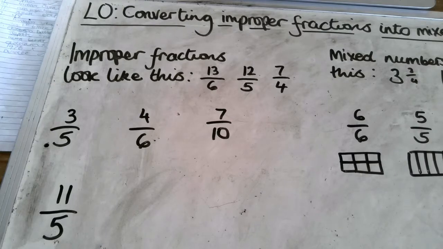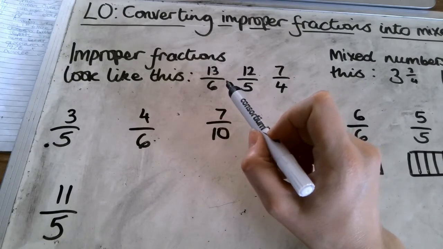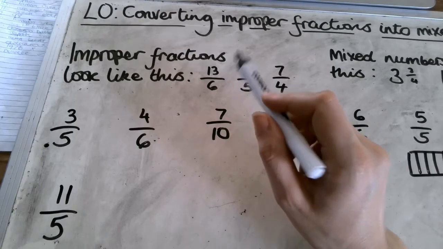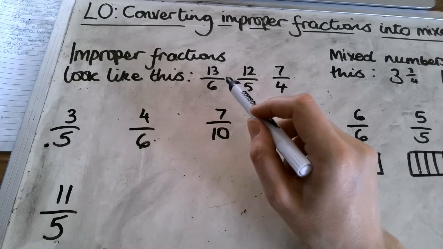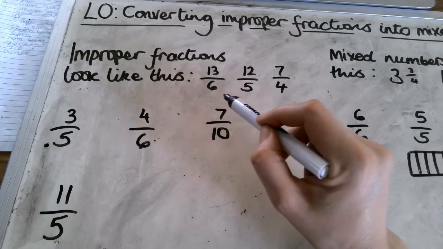Improper fractions look like this. They are fractions where the numerator is bigger, larger or greater than the denominator. They are fractions which show us that the amount equals more than one whole.